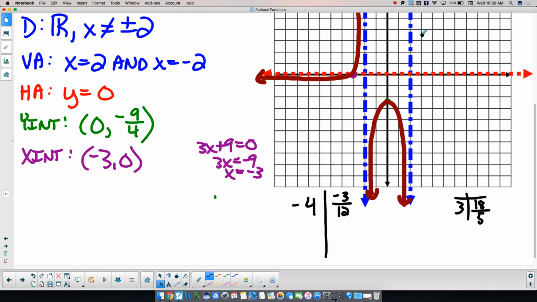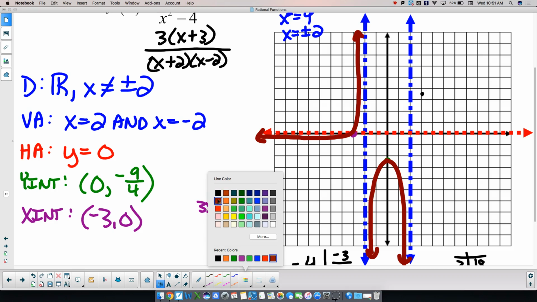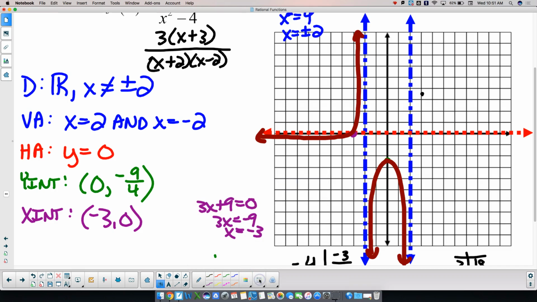Okay. And I know it doesn't cross the x-axis again, because there is no other x-intercept. So I know then that this one is going to come through like that. Okay. Use your tools, use your logic, use your knowledge. If it's going to cross the x-axis, there's got to be an x-intercept for it. We only had one, so this one only crossed once.